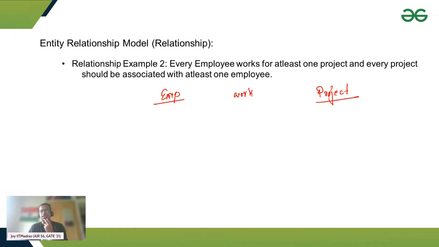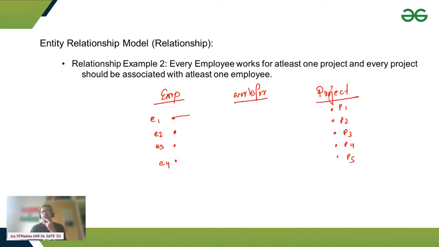Suppose we have the relationship as works for. So what is it telling? That every employee is working for at least one project, and every project should be worked on by at least one employee. Let's take a certain example. We have projects and we have employees. We have employees E1, E2, E3, E4, and projects, suppose P1, P2, P3, P4, and let's say P5.